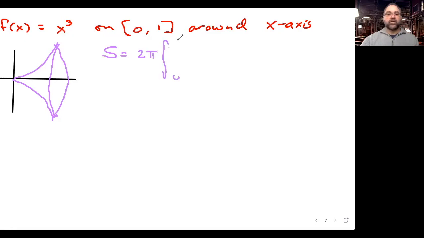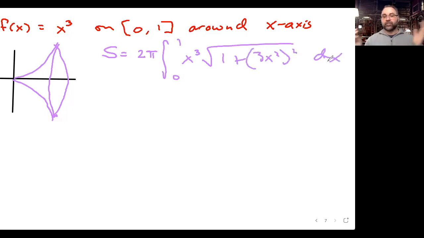That makes sense. So my radius function is equal to f of x in this case because I'm revolving around the x-axis. So x cubed square root 1 plus the derivative of that is 3x squared dx. Okay, and so now we can find the surface area by just evaluating this integral.